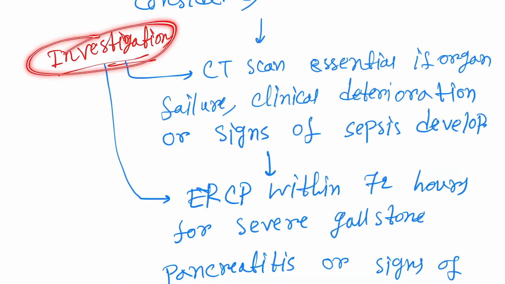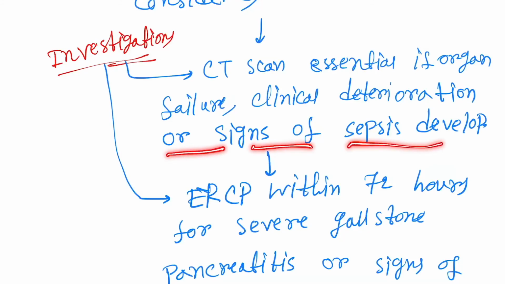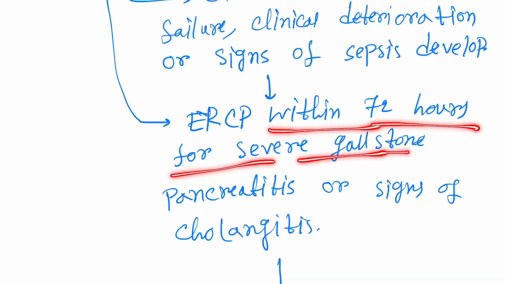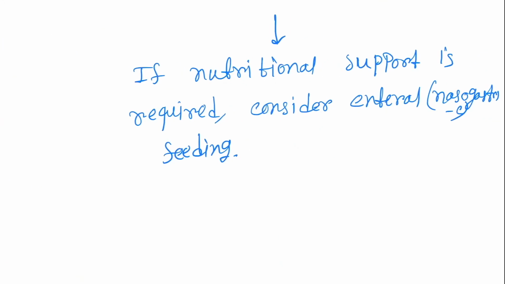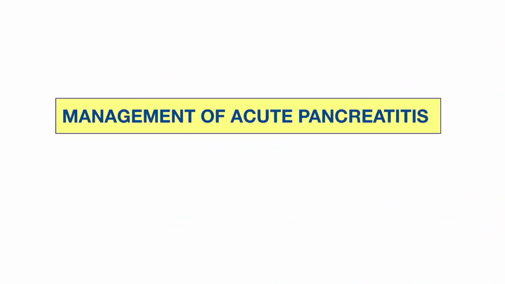Next, we will do investigations. There are two investigations to be done. First, CT scan, essential if organ failure, clinical deterioration or signs of sepsis develop. Next investigation is the ERCP within 72 hours for severe gallstone pancreatitis or signs of cholangitis. Next, if nutritional support is required, we will do the enteral feeding. Okay, so that's it, the acute management of pancreatitis.